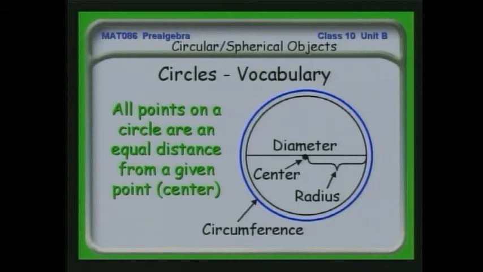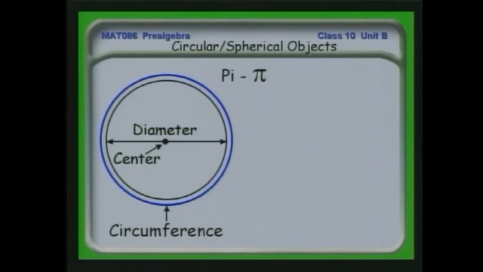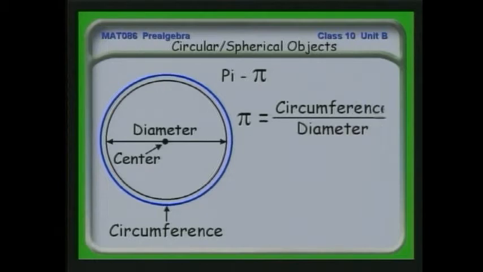We call the distance around a circle the circumference of the circle. There's a very interesting number. The number is called pi, and that's the ratio. If we take the circumference of the circle and divide by the diameter of the circle, it doesn't matter how big or small the circle is, it turns out that that division always gives us the same number that's often approximated as a fraction as 22/7, and it's approximated as a decimal as 3.14.